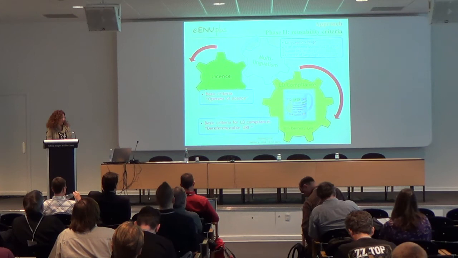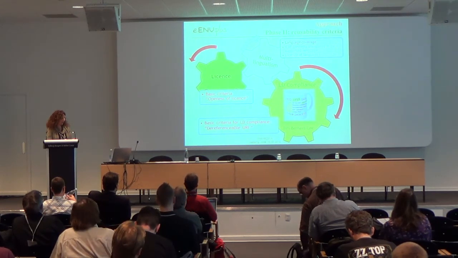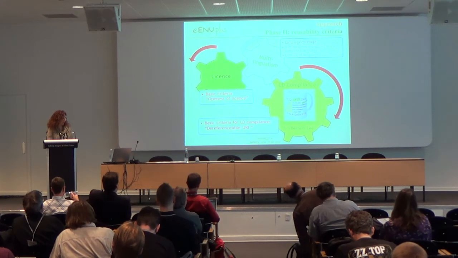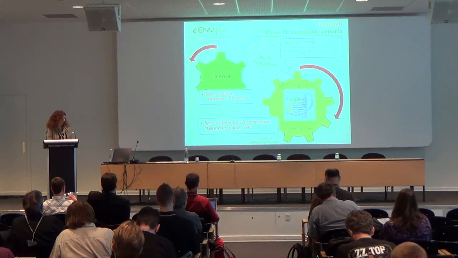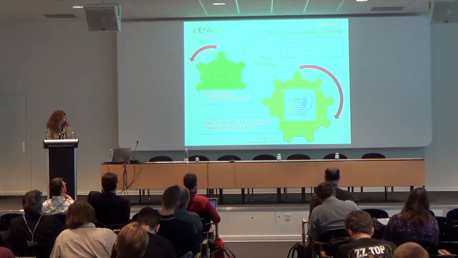Now we focus more on two criteria that are called core criteria. One is the license, and basically we look at the openness of the license. The other is linked data compliance, looking at the 5-star classification defined by Berners-Lee, and we look for the dereferenceability of the URIs.